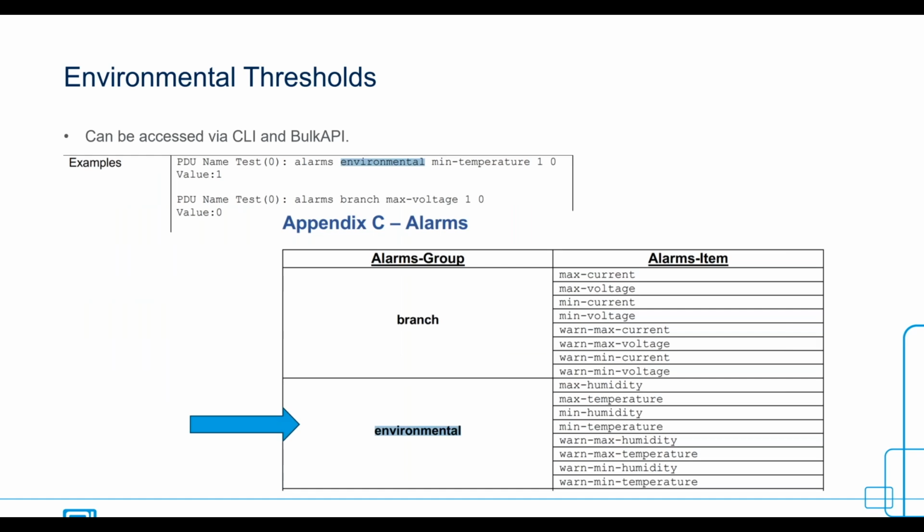Also, these can be accessed via CLI and bulk API. Here's an example of how the alarms can be set for an environmental threshold. This is an example for a minimum temperature, and if the alarm is hit, then you will have a value of 1. This is the indicator that the alarm is on. And we have a group of commands that can help set up any of these ranges or values, from a maximum to a minimum to your warning max and minimum if needed.